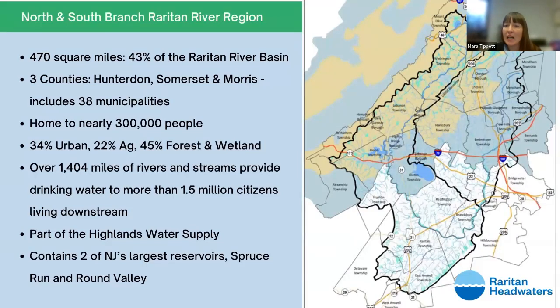We are part of the Highlands water supply, and in this map to the right, that's the shaded gray region up here, if you can see my cursor. The South Branch of the Raritan River starts way up here in Budd Lake and travels south. It picks up the whole Neshanic River system, and then at the confluence in Branchburg, it meets the North Branch of the Raritan River, which starts up in Mendham. The main stem of the Raritan River then travels pretty much due east out to the Raritan Bay. Our watershed contains two of New Jersey's largest reservoirs, the Spruce Run Reservoir and Round Valley. You can see the outline of our watershed here, this dark black line, and then the two reservoirs here, Spruce Run and Round Valley.